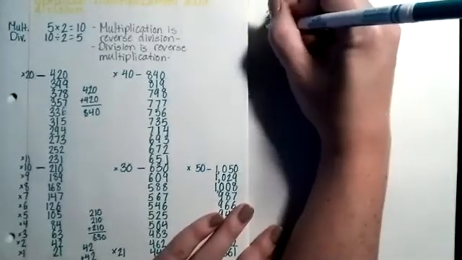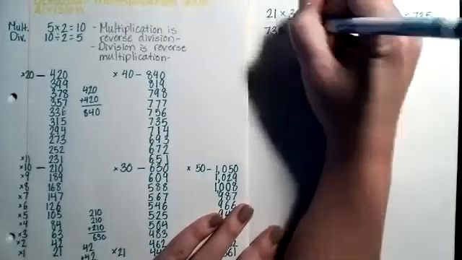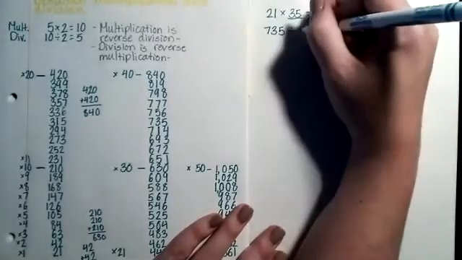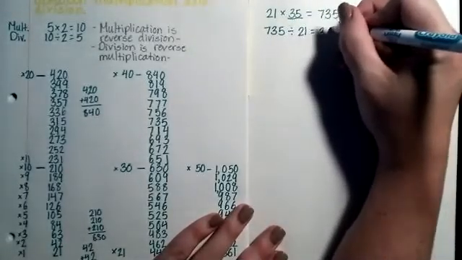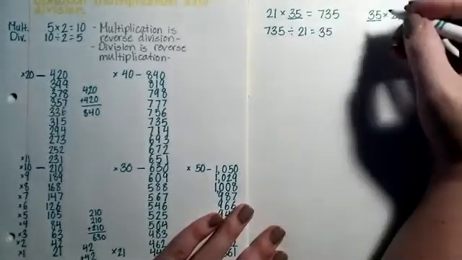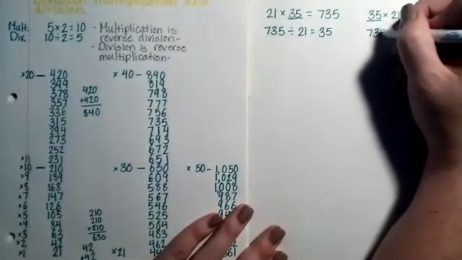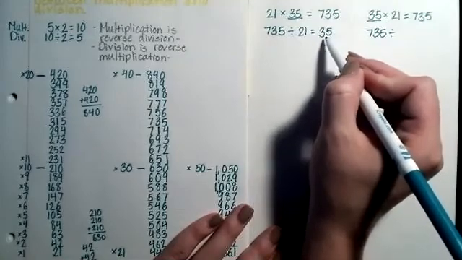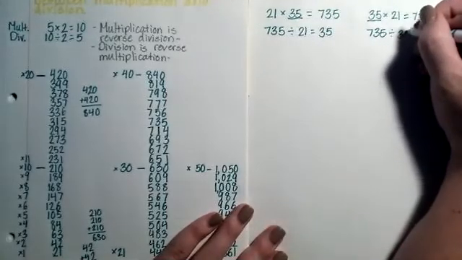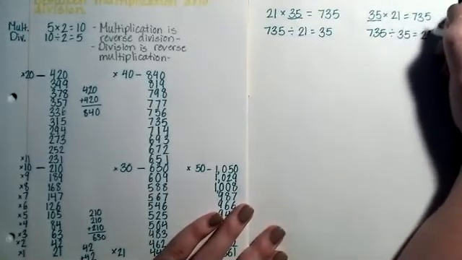So I can take 735, divide it by, let's divide it by 21. It's going to equal 35. And then I can do the opposite. 735 divided by, well, I divided by 21 on this one. So this time I'll divide by 35. And it's going to be 21.